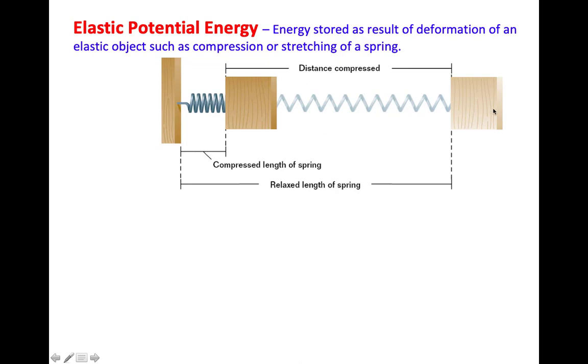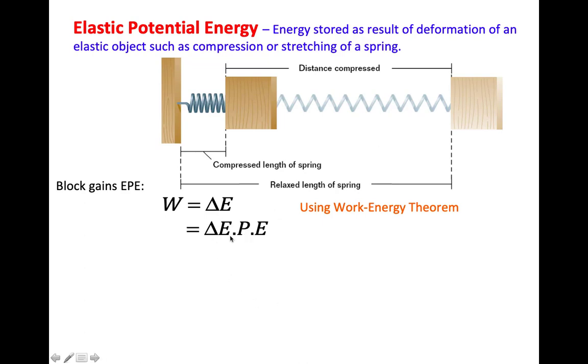As we apply a force on the block to the left, the block is displaced to the left, so there is work done on the block, and as a result elastic potential energy is stored in the system. Why can we write W equals delta E? Because this is the work energy theorem. I am replacing delta E by delta EPE, change in elastic potential energy, because this is the only change in energy that is happening. We move the block very slowly, so initial and final kinetic energy is 0, and the block is also not gaining any height.